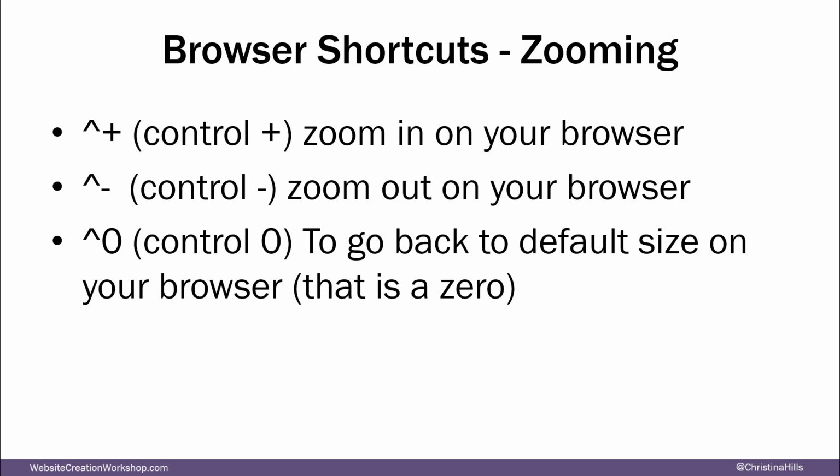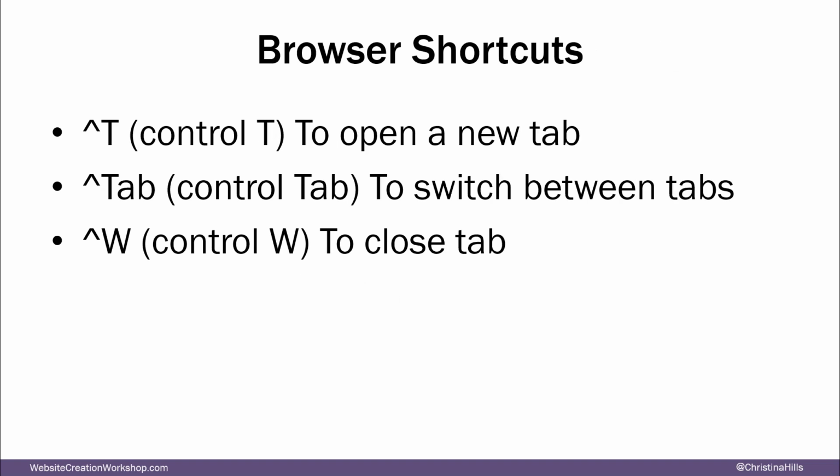And you're going to get this in the PDF at the end. Control T, opening a new tab. I showed you that. Control Tab is to switch between tabs, and Control W is to close a tab.